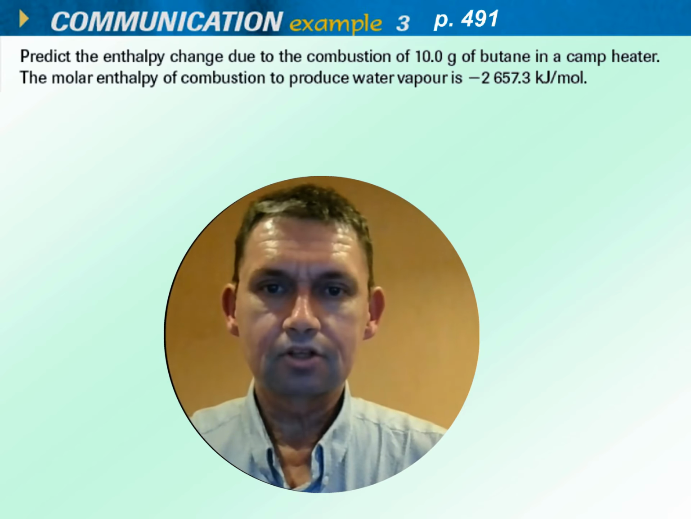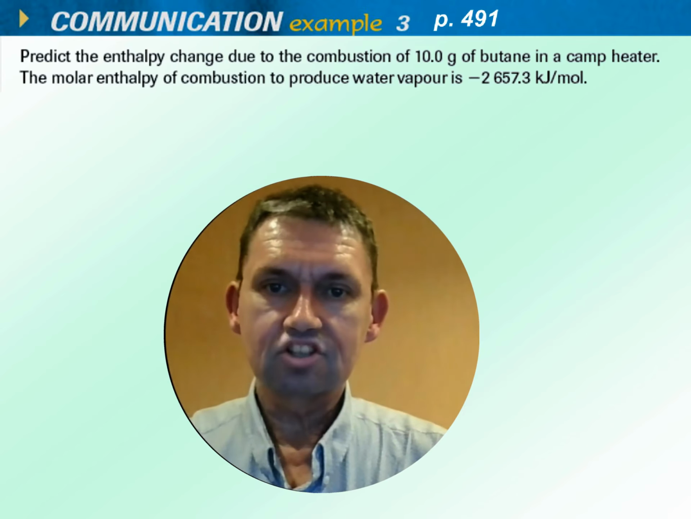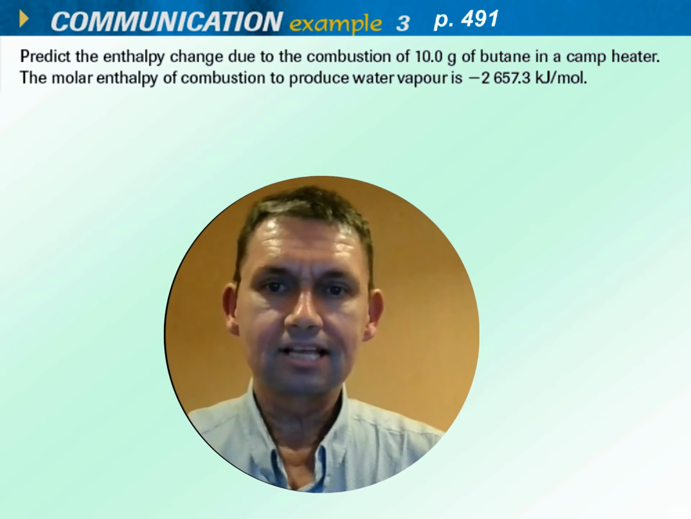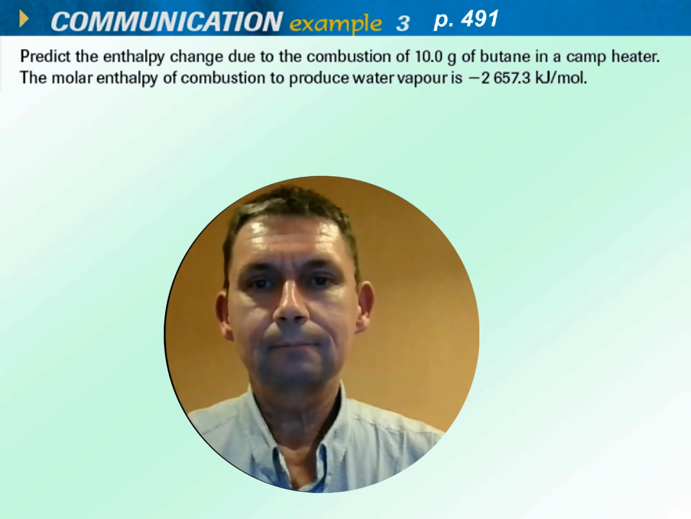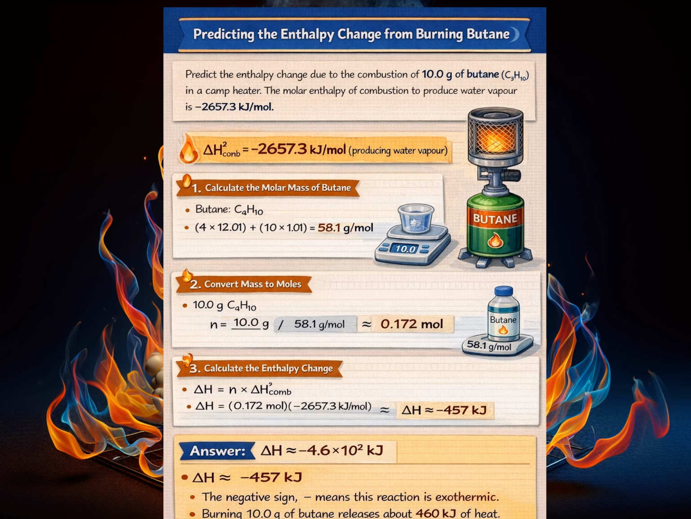In this example, we predict the enthalpy change resulting from the combustion of a known mass of butane using its molar enthalpy of combustion. Once again, press pause and see how you do. This one is really the same as the propane problem, just a different fuel. Did you get it right?